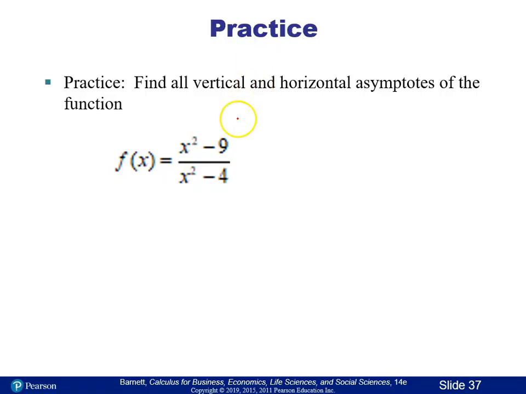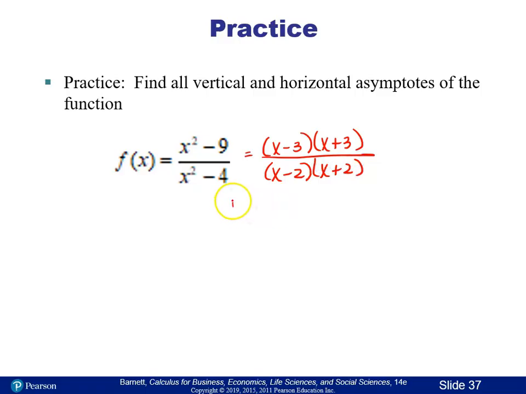And then the last one here, your vertical asymptotes. This is one I would say factor first. So we have vertical asymptotes that are going to come from the denominator. So those are going to be 2 and negative 2. Remember, always write them with the x equals.